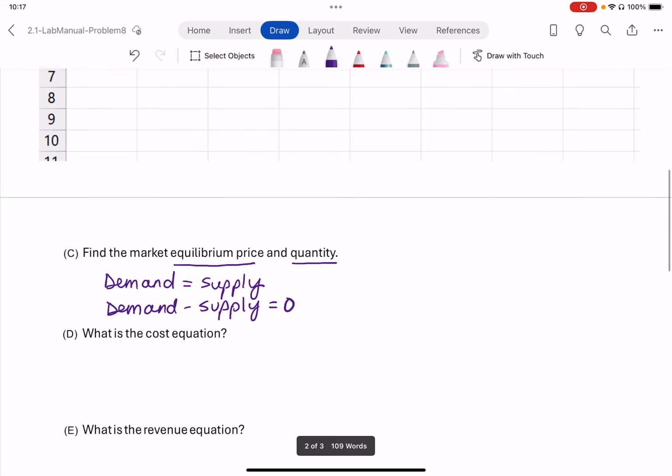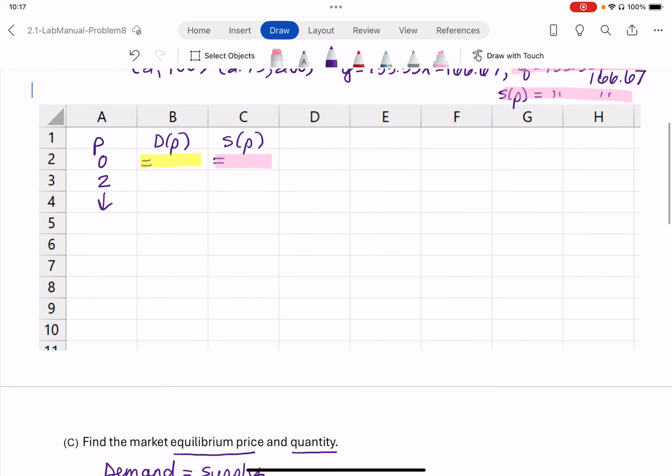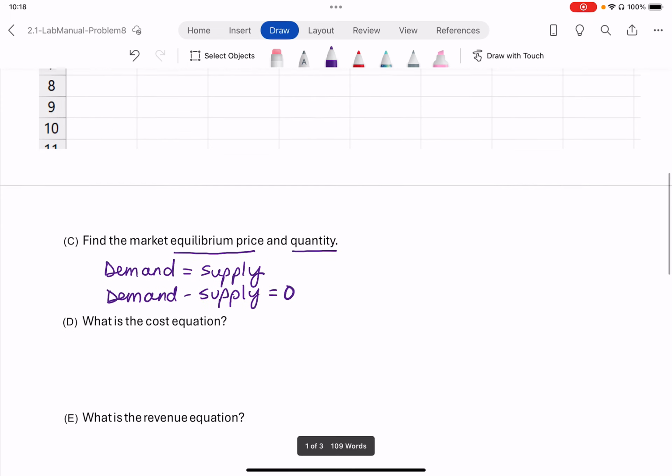All right, so for our equilibrium, I'm just going to call it E here for equilibrium. We're going to subtract, so that'll be B2 minus C2. That'll be our formula there. And then what we want to do here is figure out when this equals 0.